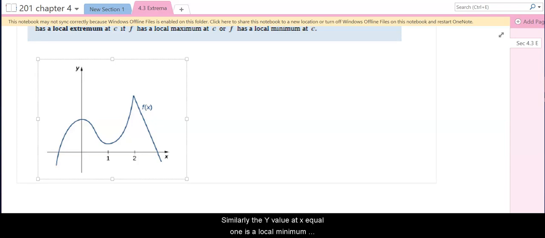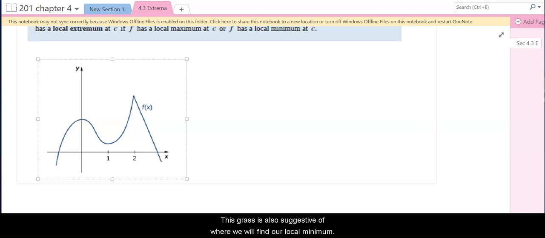Similarly, the y value at x equals 1 is a local minimum because while it is lower than the ones immediately to its left and to its right, it's not the lowest one on the graph. The ends on the far left and the far right appear to extend towards negative infinity forever, which means there is no absolute minimum on this graph, though we do have a local minimum.